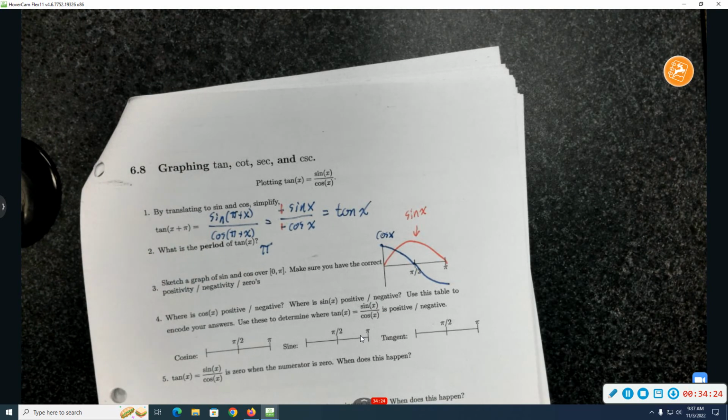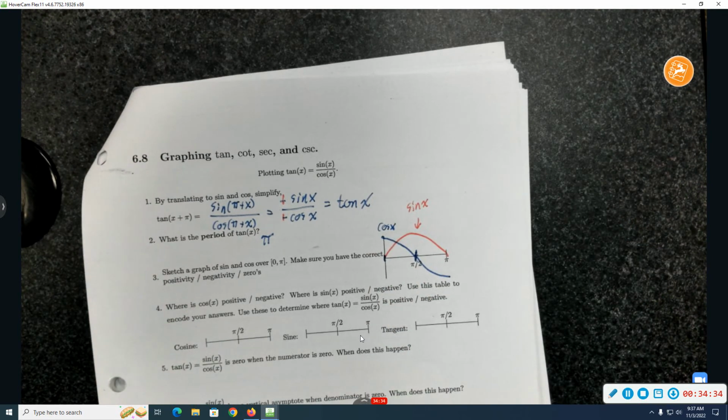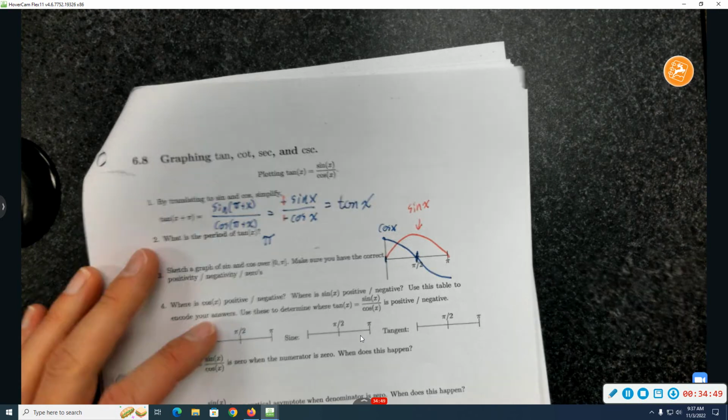So let's start with this. Where is tangent positive and where is it negative over this interval? And let's start from 0 to pi over 2. Is cosine positive or negative? How about sine? Also positive? So what can you tell me about tangent? Positive.